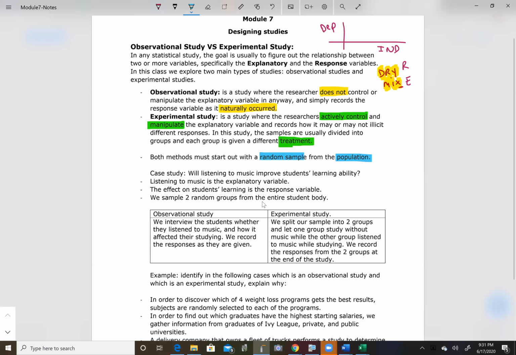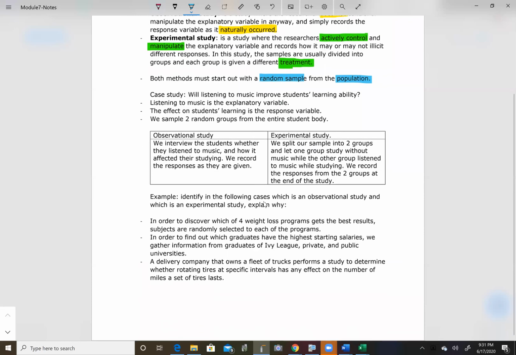Will listening to music improve students' learning ability? Listening to music is the explanatory variable, what we know as the X, what we already have. The effect on students' learning is the response variable, what we'd normally think of as the Y. The outcome: X is the input, Y is the output. We sampled 2 random groups from the entire student body. If this was going to be an observational study, we would interview the students about whether they listened to music and how it affected their studying. We record the responses as they are given.